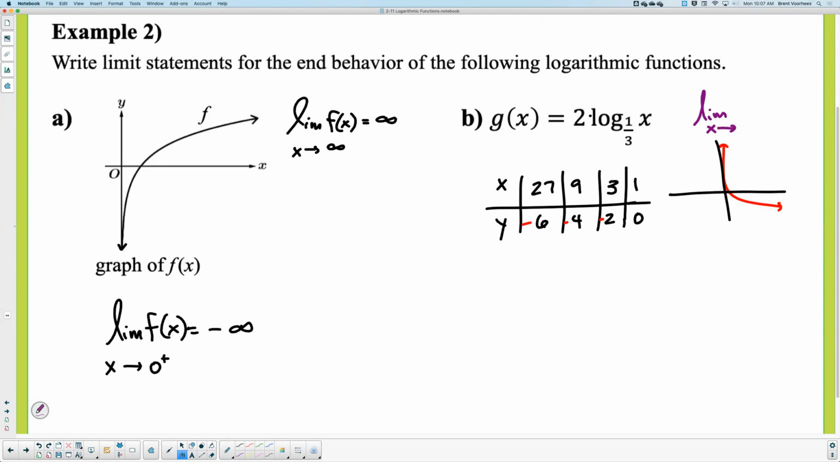So x is approaching 0, and is it doing it on the right side of 0 or the left side of 0? Put a plus there. This one's called g of x, so limit of g of x equals, what's happening to the graph as you approach 0 from the right side? It's increasing to infinity. And what's happening as x increases with that bound? What happens as we go to the right here? It decreases, it falls. And so those would be your limits.